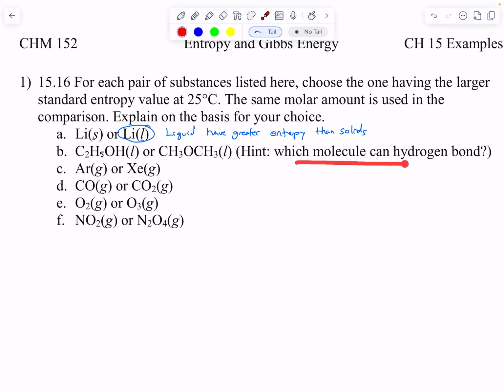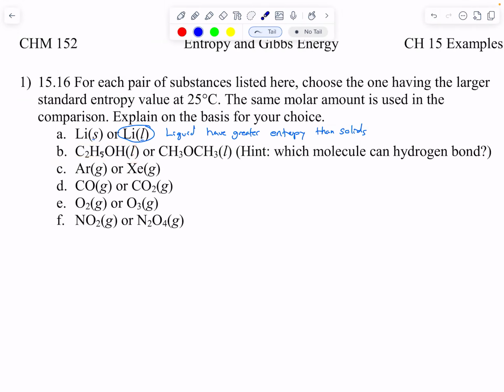So hint, which molecule can hydrogen bond? Because if you look, there are 6 hydrogens, 2 carbons, and an oxygen in each. So they have the same molar mass. But if you look, this is different than this, right? This is an ether, and it's symmetrical. Ethanol is asymmetrical in hydrogen bonds.